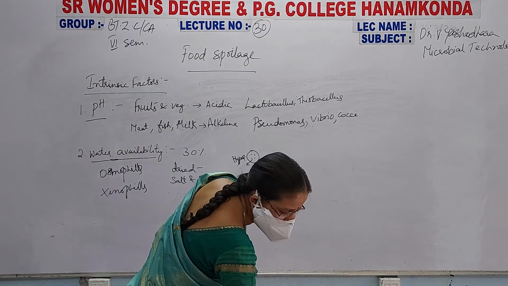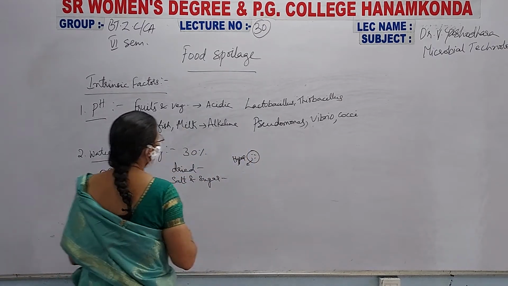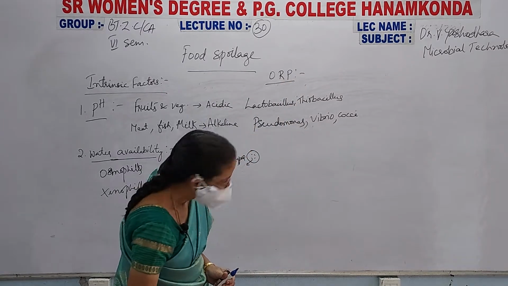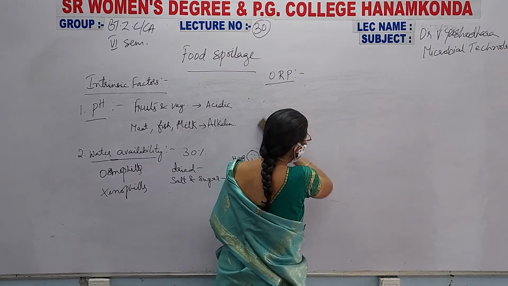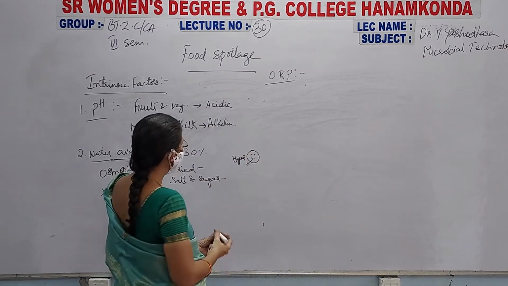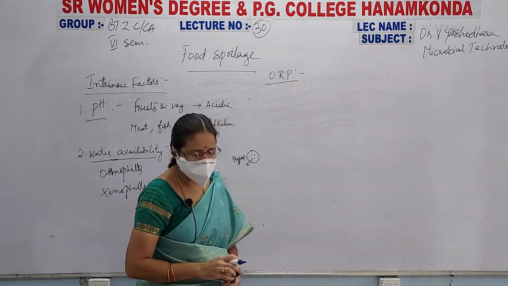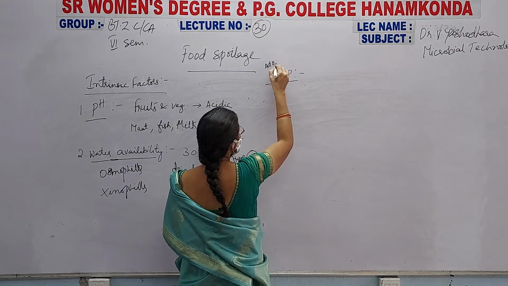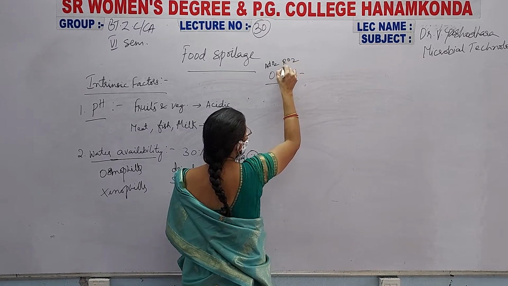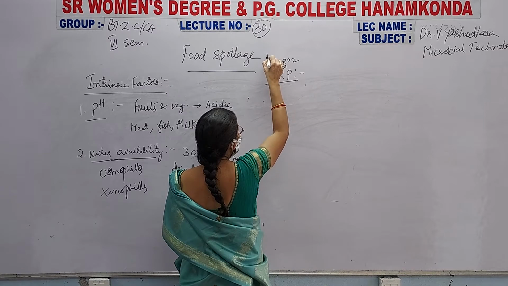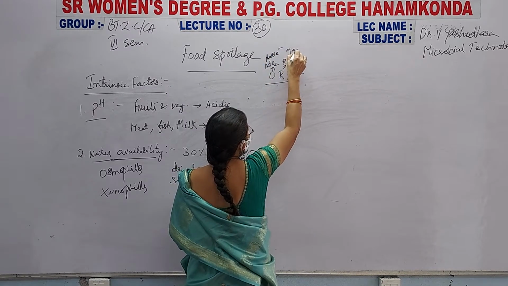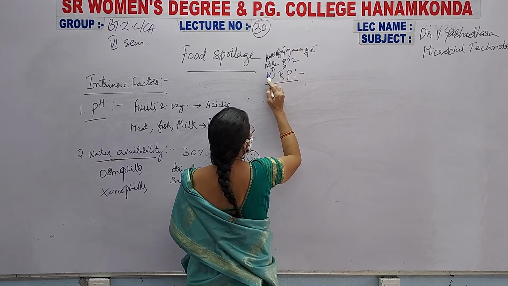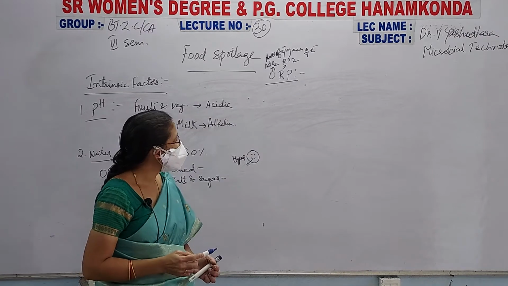Coming to the third one, the third one is oxidation reduction potential. See here, the next one is oxidation reduction potential. In this oxidation reduction potential, all of you know what oxidation is. That is loss of electron or addition of oxygen, and reduction is removal of oxygen, or gain of electron. Oxidation means loss of electron, reduction means gain of electron.